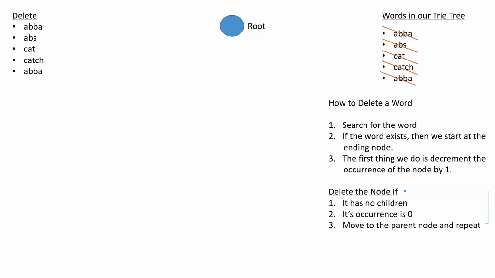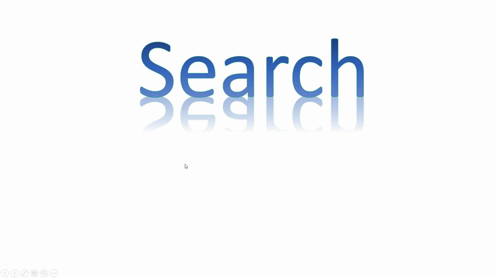But now, in this process of removing things, this very first part, search for the word. That's going to be the first thing we're going to do, is we're going to show how to search for the word, and if the word exists, then start at the ending node. So we're going to make a function called search, and if it finds the word, it will return the ending node of the word. So, hey, there's a big thing that says search.